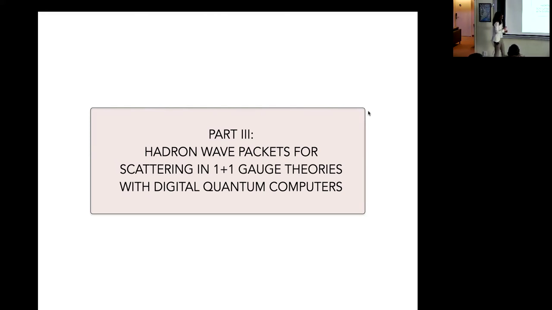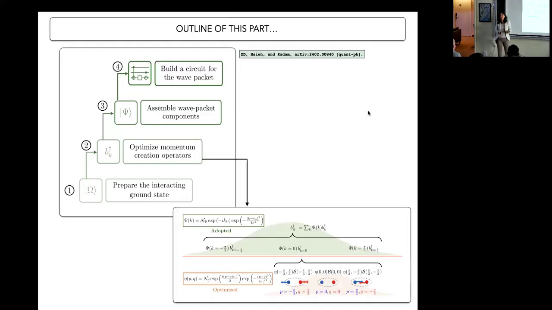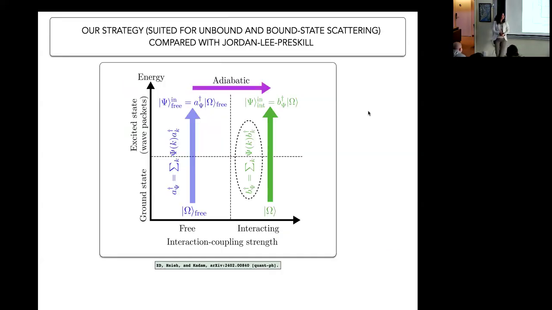Okay, so let me tell you quickly about how to do this on digital universal quantum computers. And I'm going to talk about the gauge theory. This is a 1+1 dimensional gauge theory, and we're going to build wave packets using a digital scheme now. This is kind of the outline of the talk, because this part is going to be very short, I don't need to give an outline of it. So let's go straight to the mechanism.